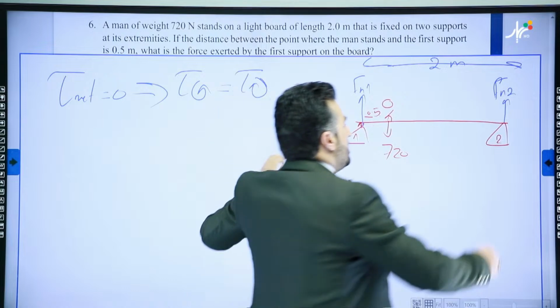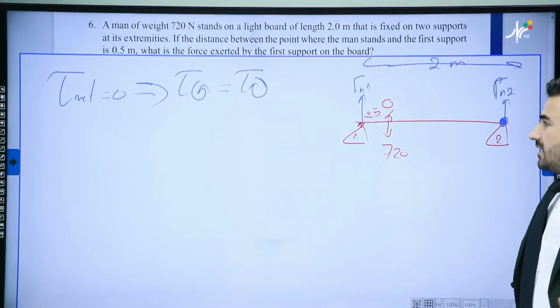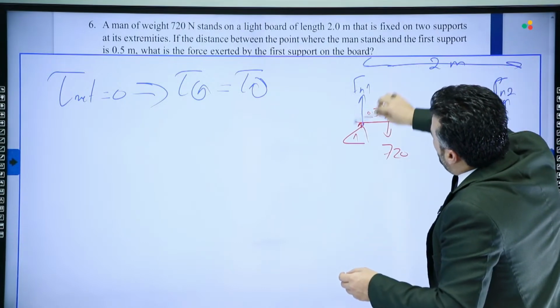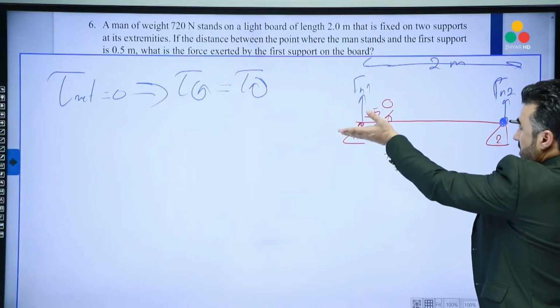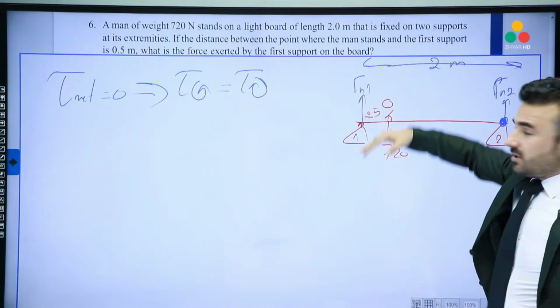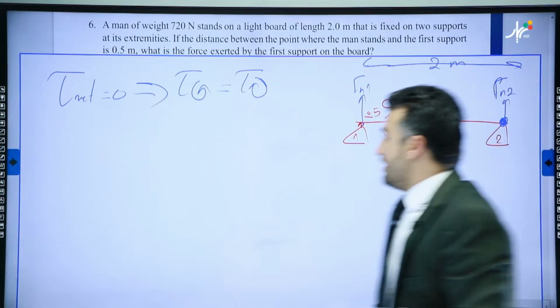If that is the case, then you'll have to make the second support the axis of rotation. Because remember, how much force is applied by this, so you'll have to make this one the axis of rotation so that this one can move up, or the force can push it upward so that it can balance the downward force which is exerted by the man in this case.